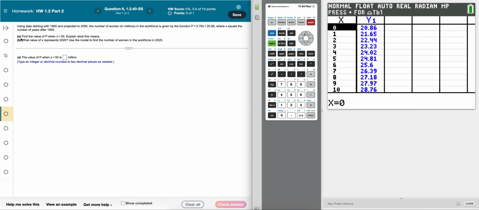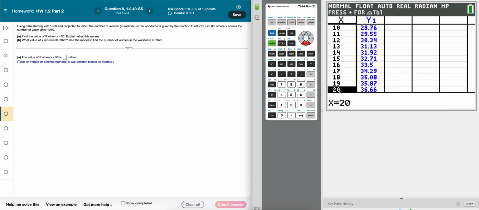So first we're asked, find the value of P when x equals 50. So in the table, here's my x values. The y values are going to be the P values in this problem. So I have a couple choices. I can either arrow down until I get to 50, or there's a way that you can jump around in your table a little bit, and I'm going to show you how to do that.